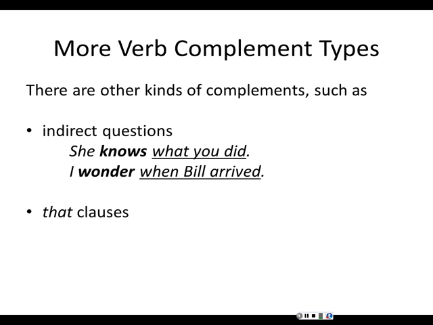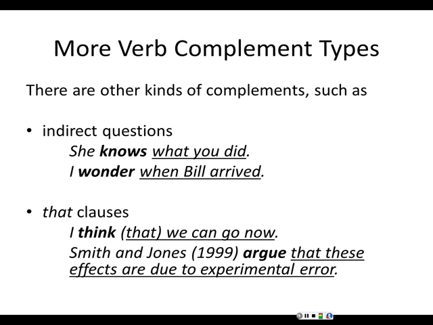Some verbs take that clauses. For example, I think (that) we can go now, or just I think we can go now. Or Smith and Jones, 1999, argue (that) these effects are due to experimental error. Now, by the way, notice I put parentheses around that here. That means that you don't have to say it. You can just say, I think we can go now. But you can't always take out that. For example, with argue it just sounds better when you leave in the that.